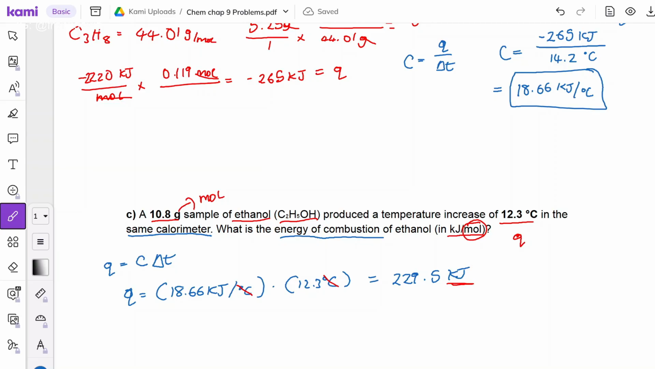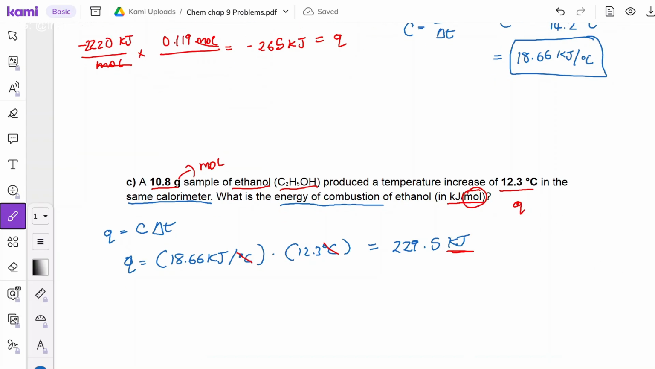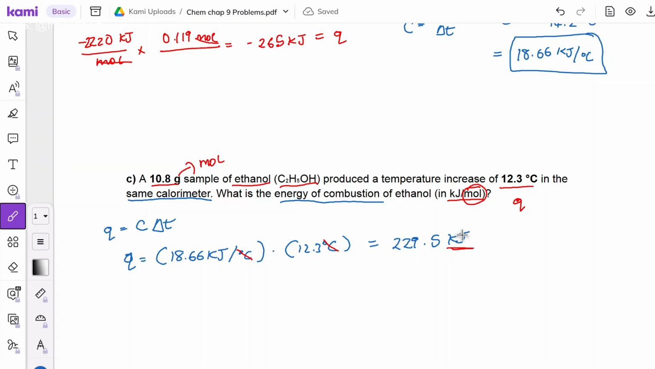And to finish up the problem, we're looking for the final units to be in kJ/mole. And we don't know the moles. We know the kilojoules, but we don't know the moles yet. And to find the moles, we use this mass that they give us. To save time in the video, I already found the molar mass of ethanol. You know the molecular weight of ethanol is going to be approximately 46.1 grams per mole.